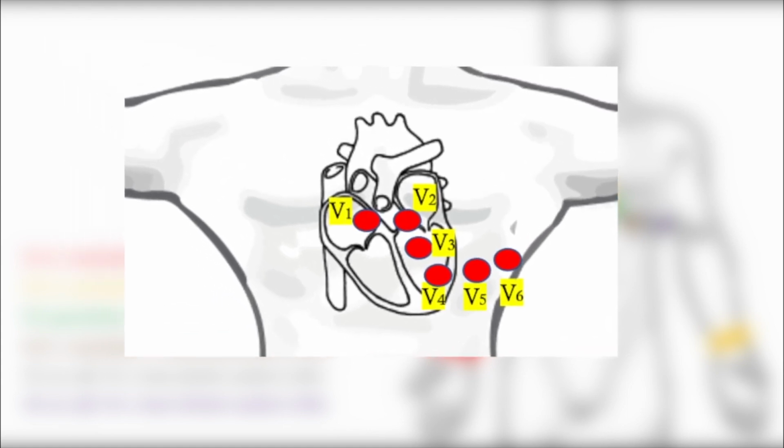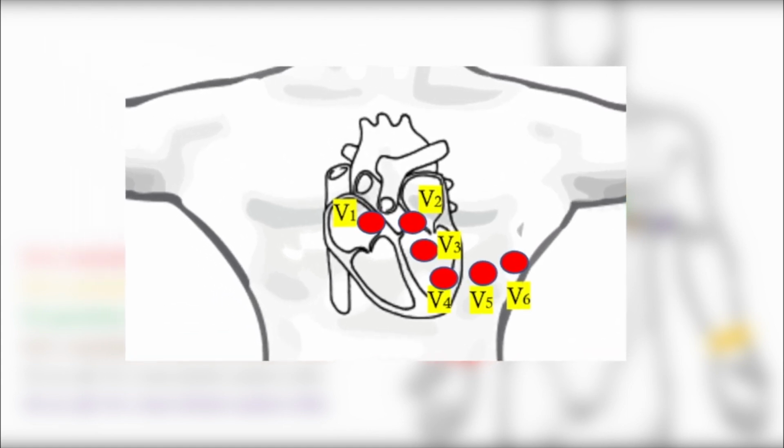Each chest lead on the electrocardiogram corresponds to a specific anatomical location on the chest and records the electrical activity of the heart in the region beneath it. The precise placement of the chest leads allows the interpretation of the ECG and identification of which parts of the heart are the source of various electrophysiological abnormalities, which helps in the diagnosis and treatment of heart diseases.